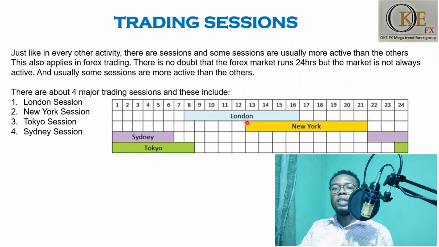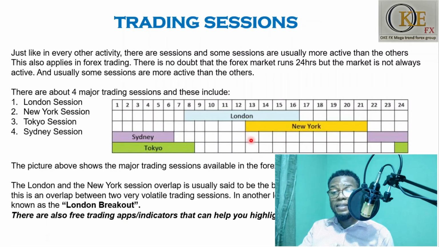The session becomes more volatile when the American session, that's the New York session, comes in while the London session is still running. That should be around 13 o'clock GMT, from that moment down till 16 o'clock GMT. Most times, trading during those periods can be very profitable.